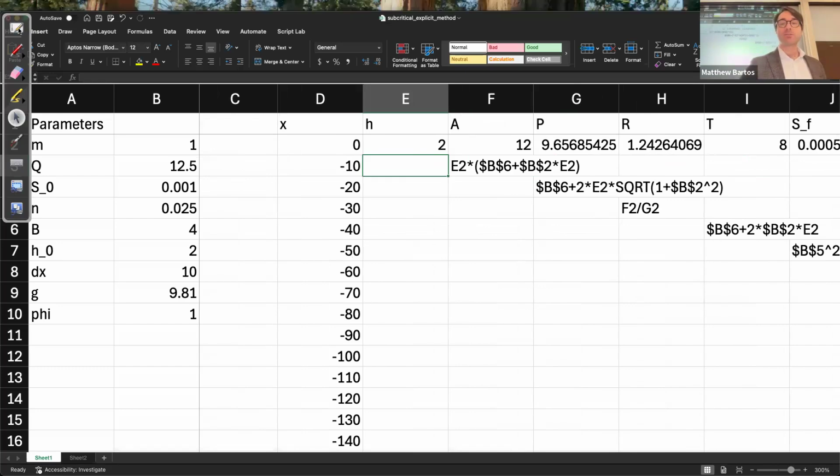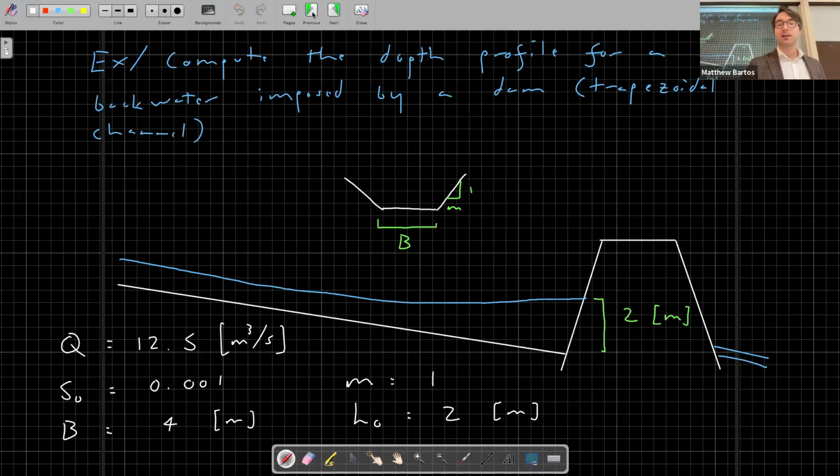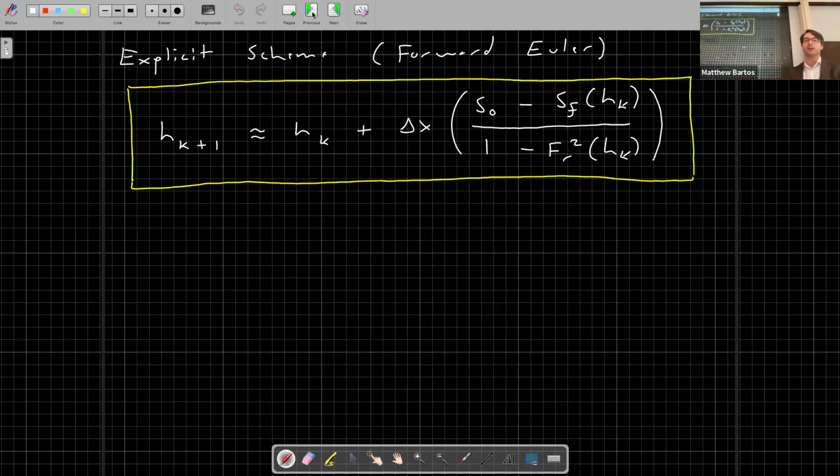So to do this, we go back to our equation that we derived for our explicit scheme. We're going to have that the depth at the next point upstream is equal to the depth at the previous point plus the spatial step times bottom slope minus friction slope divided by 1 minus the Froude number squared. So we're going to apply this formula to our next value of the depth h.